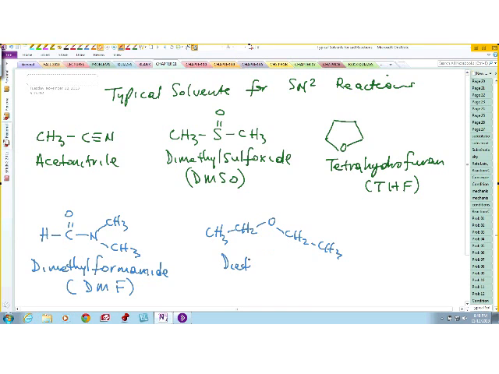This is diethyl ether. These are some of the common solvents for SN2 reaction. Okay, so let us go to the next type of reaction mechanism. We are going to come back to SN2 reactions. At least now you know what an SN2 reaction is, and you know the condition under which you are going to have an SN2 reaction.